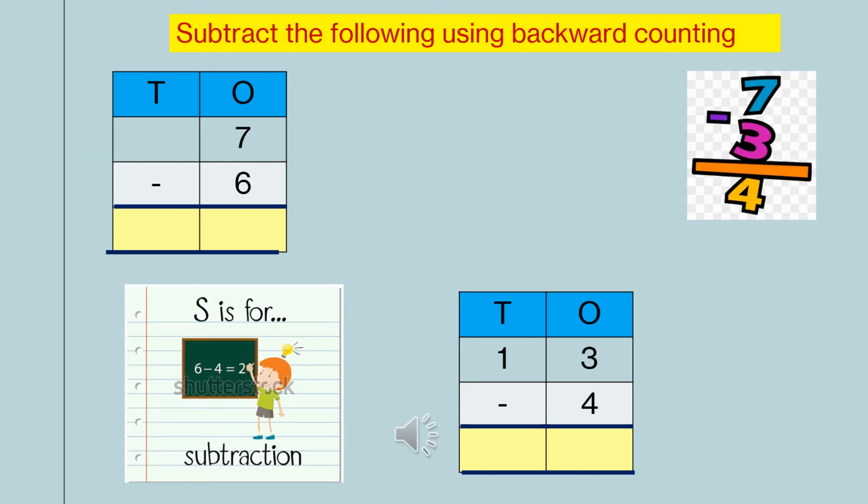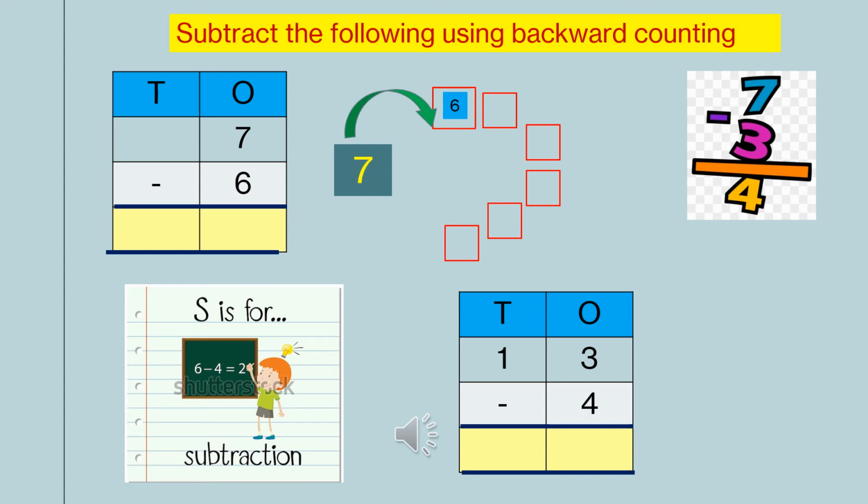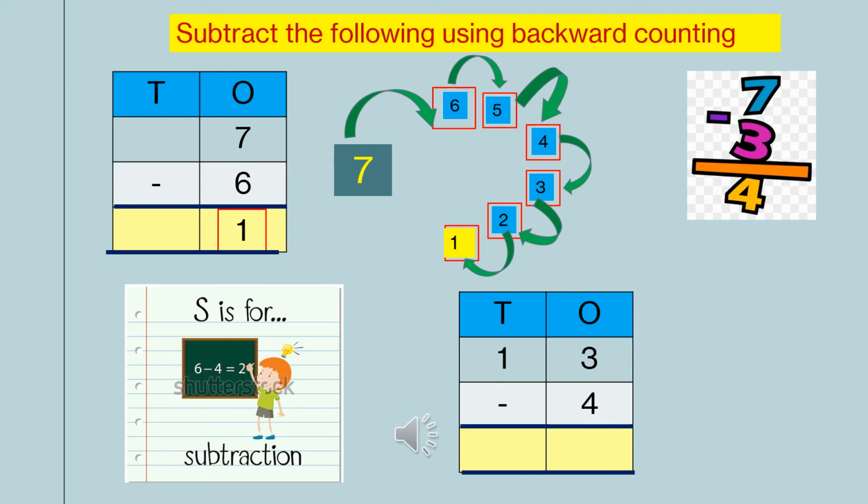Let's solve some more examples. 7 minus 6. So here we have to keep 7 in our mind and count 6 backwards. So let's start from number 6. 6, 5, 4, 3, 2, 1. So we reach number 1. So the difference between 7 and 6 is 1.